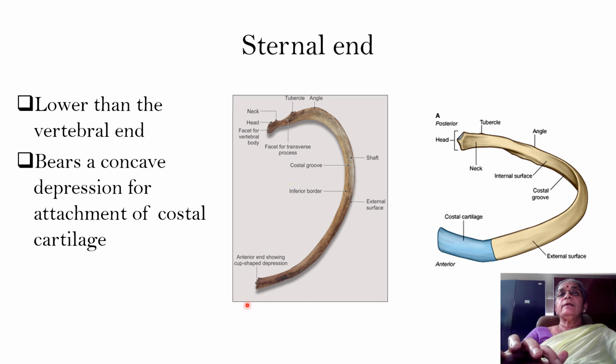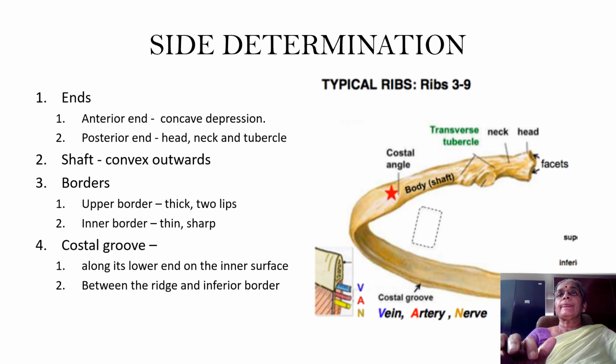Then if you take the sternal end, it is at a lower level than the vertebral end, and it shows a concave facet for attachment with the costal cartilage. Now you can see here the anterior end, and this is the posterior end, showing the head, neck and tubercle and a convex shaft. And then this is the inner surface and this is the outer surface.